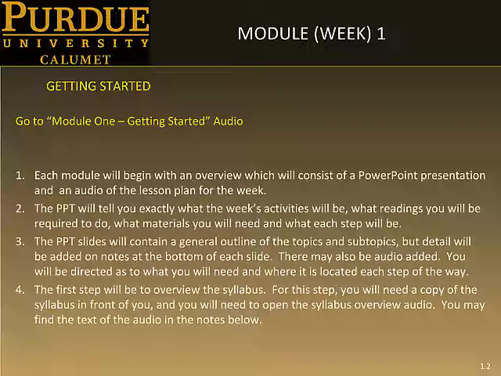The PowerPoint slides will contain a general outline of the topics and subtopics, but detail will be added in notes at the bottom of each slide, or at the bottom of most slides. There will also be audio added. You will be directed as to what you will need and where it is located each step of the way. The first step will be to overview the course syllabus. For this step, you will need a copy of the syllabus in front of you, and you will need to open the syllabus overview audio. You will find the text of the audio in notes below.